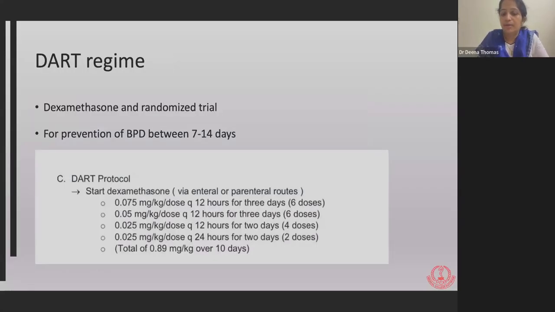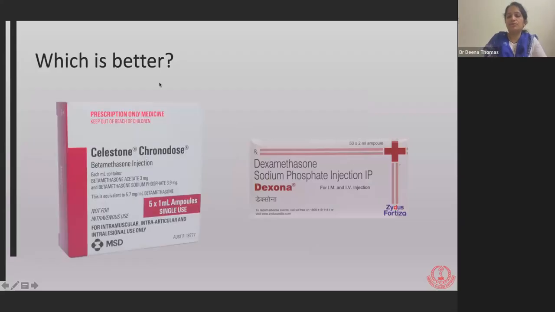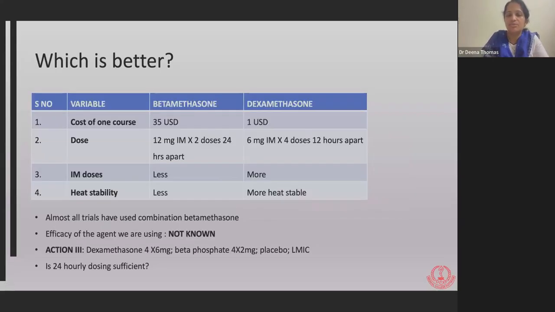So what is DART regimen? Okay, I would like you to answer the next part of the question. What is DART regimen? Anybody? I had accidentally shown, but I want the participants to answer. What is DART regimen? For BPD, very good. So it is low dose dexamethasone. That is, you are giving 0.89 mg per kg over 10 days. It is spread. Very good. People have answered. They know.